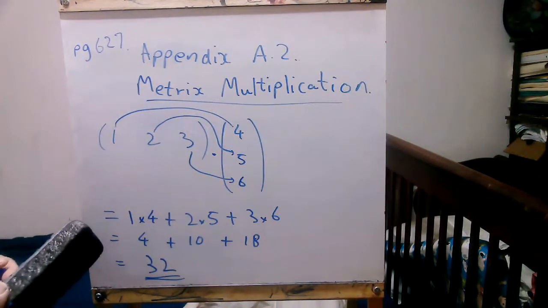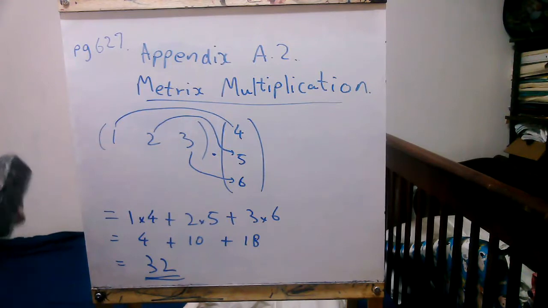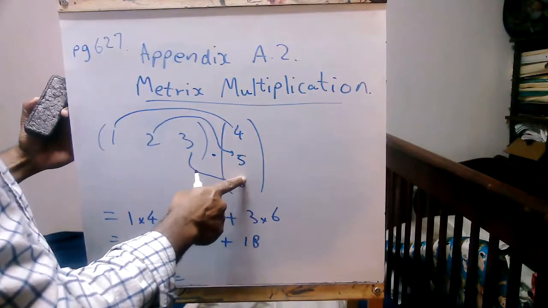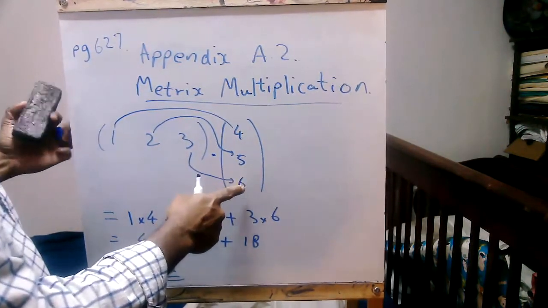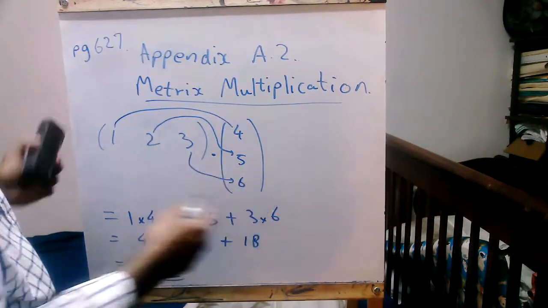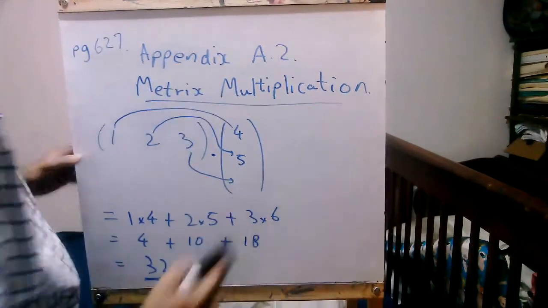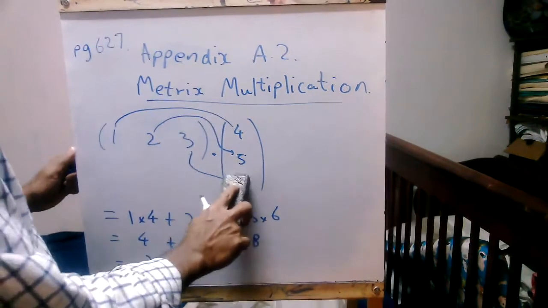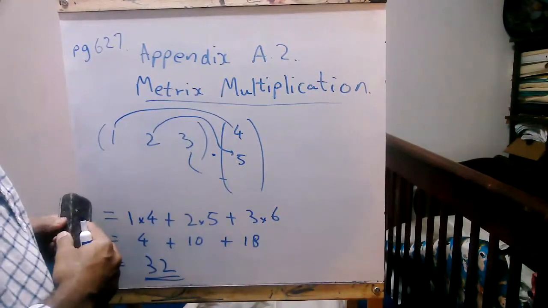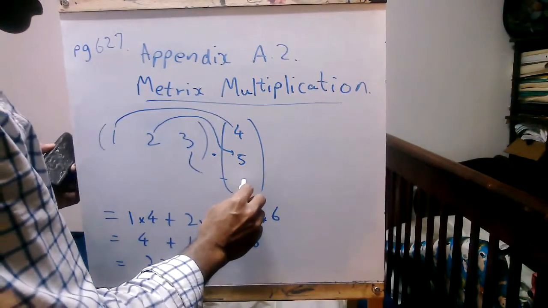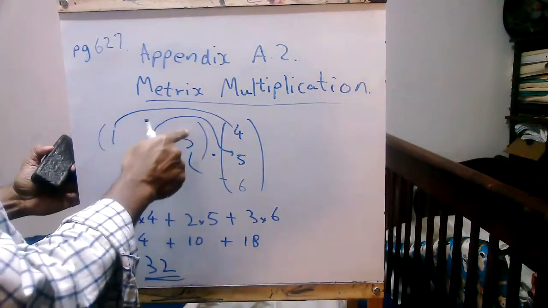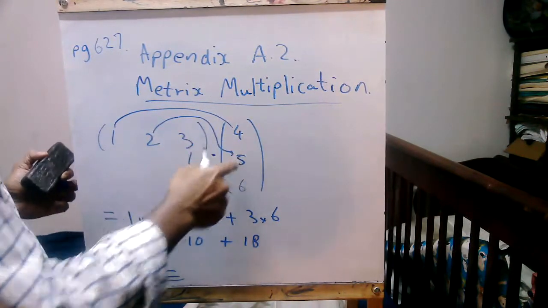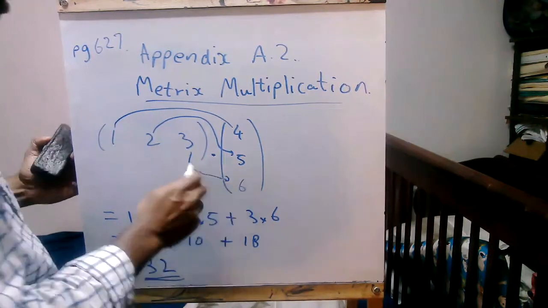Now you will see that in order to do this multiplication, there should be a number here. If there is no number, if it is 0, it's a different story. We can write 3 times 0 is 0. But if there is no number, can we perform this multiplication? We cannot. That means we cannot multiply these two. That means the number of columns in the first matrix should be equal to the number of rows in the second matrix.